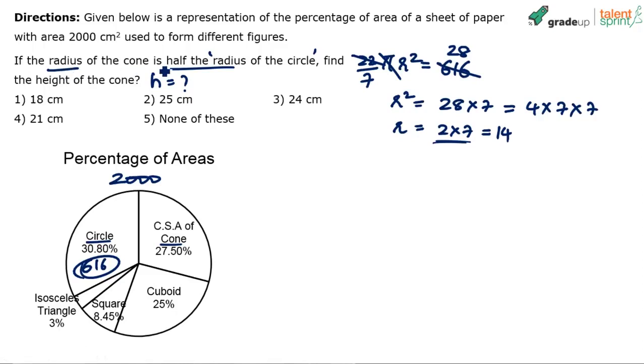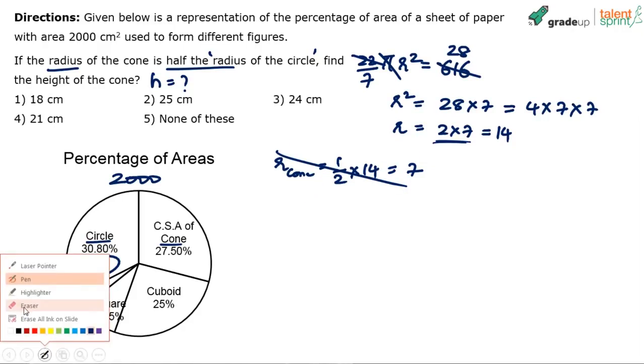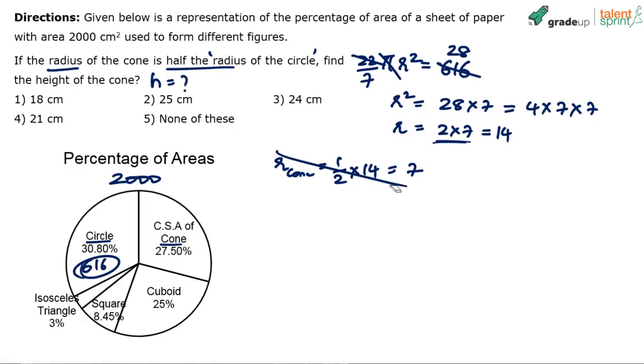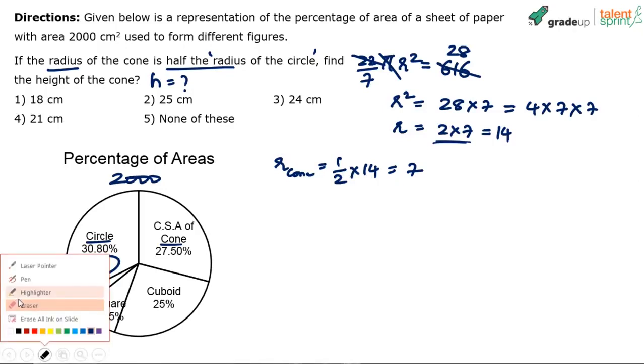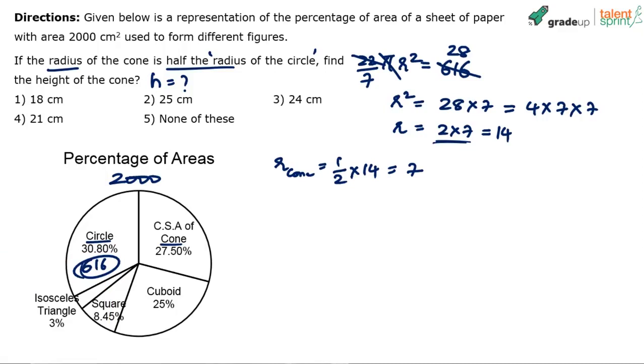The question says the radius of the cone is half the radius of the circle. So what is going to be the radius of the cone? Half the radius of the circle. Half of 14. Half of 14 is 7. Remember, you don't have to write this step in the exam. Don't write half of 14, 1 by 2 into 14 equals 7, radius of cone and all that. I am writing it here so that you can follow. But when you do it yourself in the exam, you know that the radius of the cone is going to be 7. So don't waste your precious time during the exam.